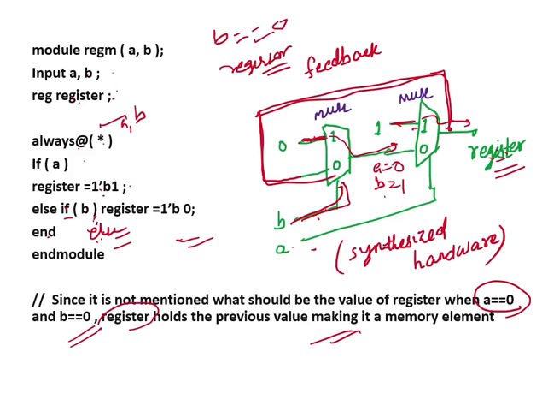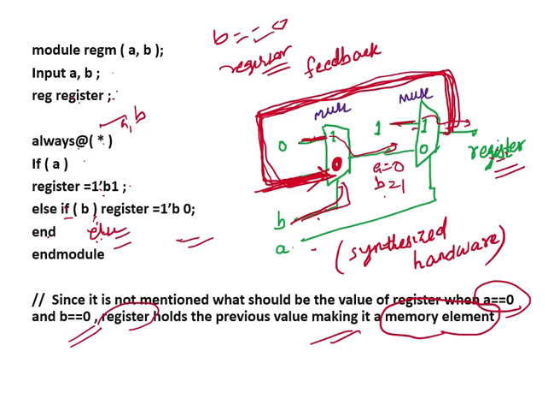Holding a previous value means, see, this is when b equal to 0. The register had some value, so now there is a feedback path. From the register there will be a feedback path, and it will be connected simply to this line, this 0. So what is this actually? This is a feedback path, and it is storing a value, which means it is simply a memory element.